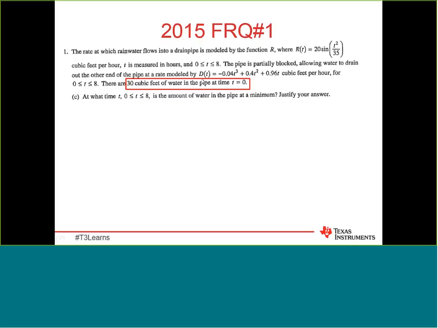So we need to come up with something describing the amount of water in the pipe. Well, the amount of water in the pipe is going to be the initial value plus an integral from 0 to some unknown t value of the rate of water going in, subtracting the rate of water going out. So that's our function we want to know. We want to find the minimum value of it. So as the students remembered, oh, we need to find critical numbers. So let's take the derivative of this.